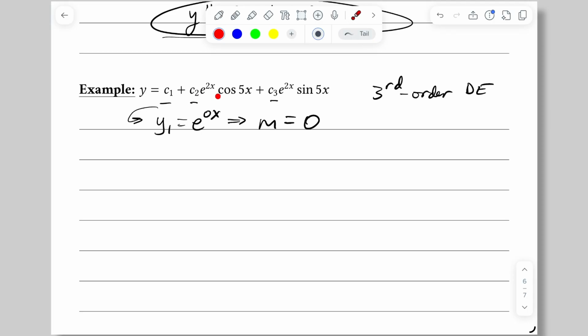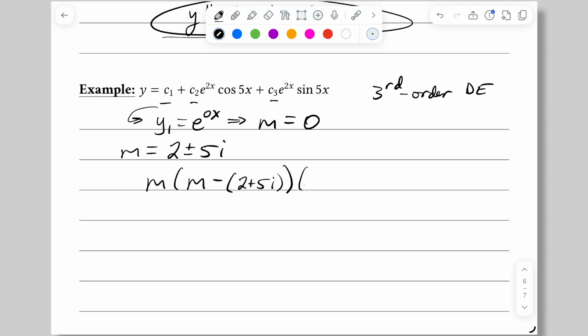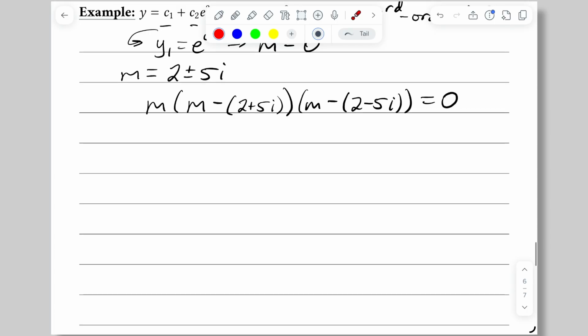Finally, the presence of e to the 2x cosine 5x and e to the 2x sine 5x also give us roots of the auxiliary equation m equals 2 plus or minus 5i. Our auxiliary equation is then m times the quantity m minus (2 plus 5i) times m minus (2 minus 5i) equals 0. I want to focus just on the complex roots here for the auxiliary equation. We can multiply all these out, FOIL, all that stuff, but I'm going to show you a bit more elegant approach.